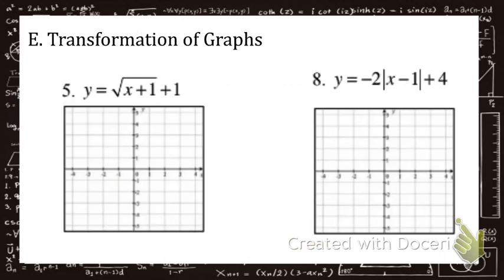For transformations of graphs, this first one has been shifted to the left 1 unit and up 1 unit, and it's a square root function. So left 1, up 1 would be here, and it's a square root, so it looks something like that. The second one has been shifted right 1 and up 4. So right 1, up 4 would be here.